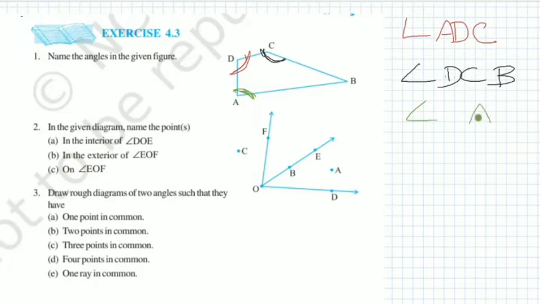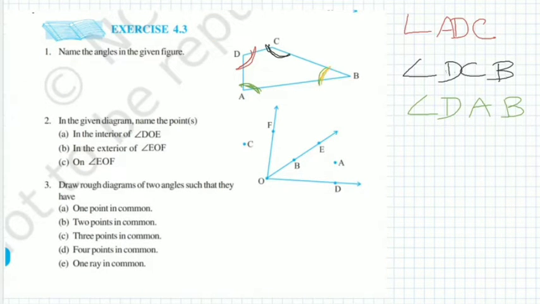Here you write angle A in the middle. Here the adjacent points are D and B. So you write it as DAB, or you can also write it as BAD, angle BAD.